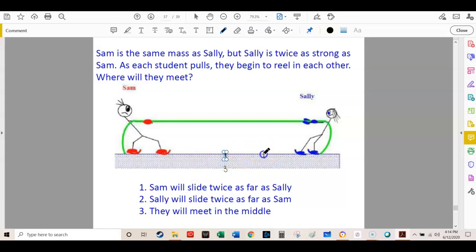Which means option 1 is going to be over here. They'll meet somewhere over here. Or will Sally meet closer to Sam, which is option 2, where they're going to meet over here. So which one of these options do you think is going to happen? Will it be they meet in the middle, Sam meets closer to Sally over here, or Sally meets closer to Sam over here? What do you think?